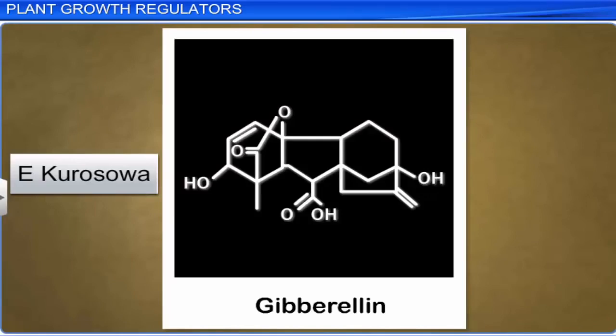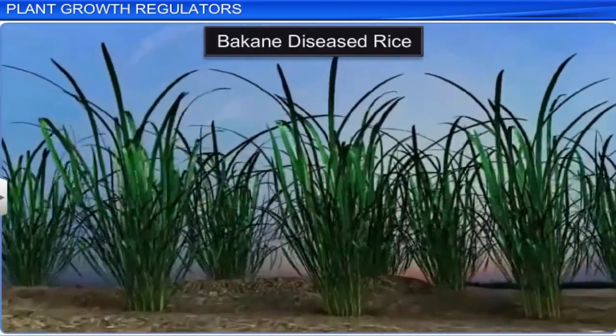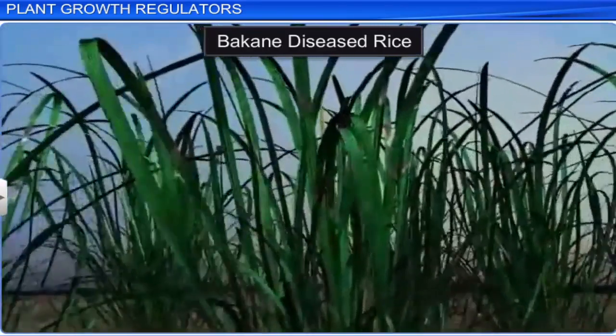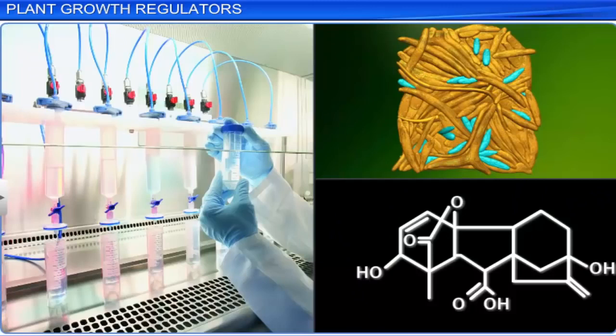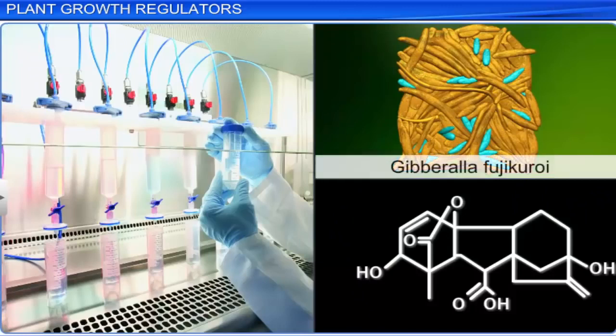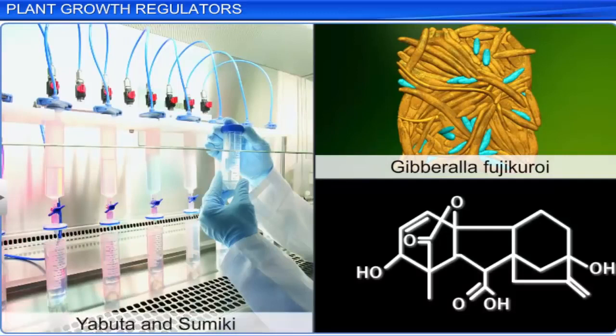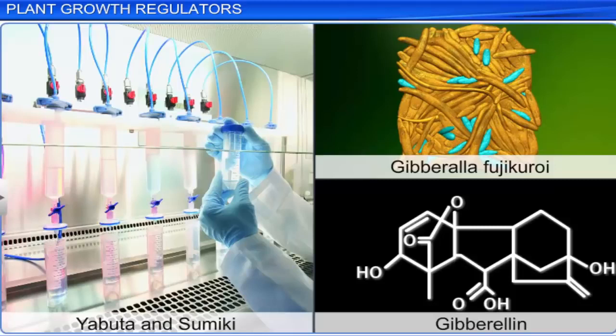The discovery of gibberellin is linked to E. Kurosawa, who observed abnormal tallness in rice seedlings struck by bakanae or foolish seedling disease. This disease is caused by the fungus Gibberella fujikuroi. Later, Yabuta and Sumiki isolated the substance secreted by the fungus and called it gibberellin.